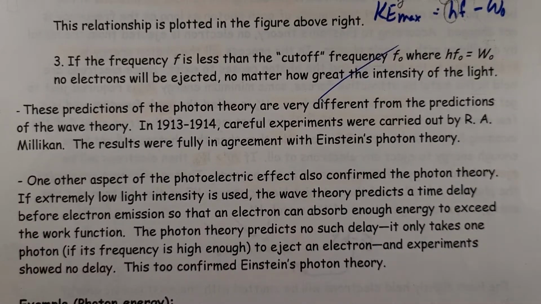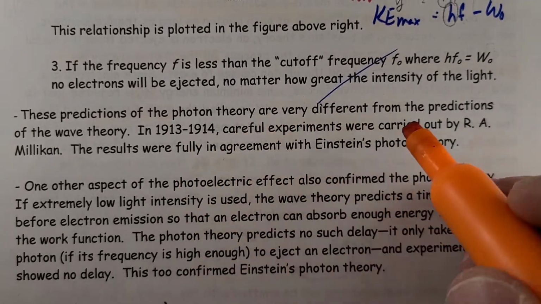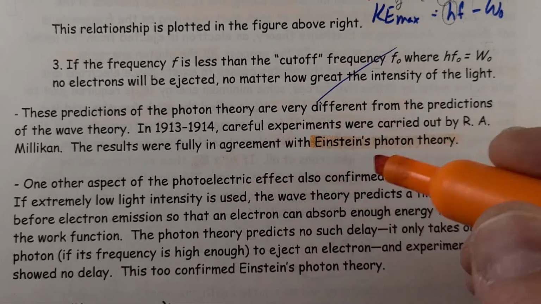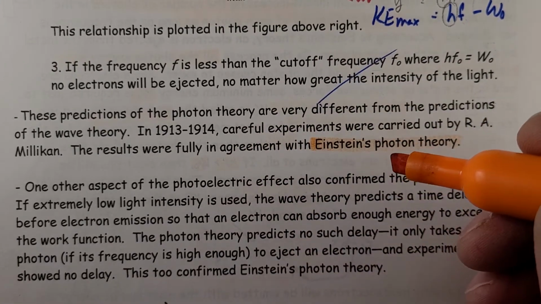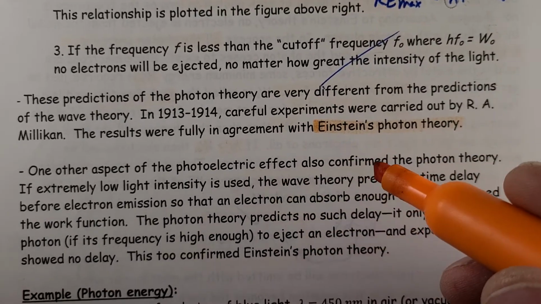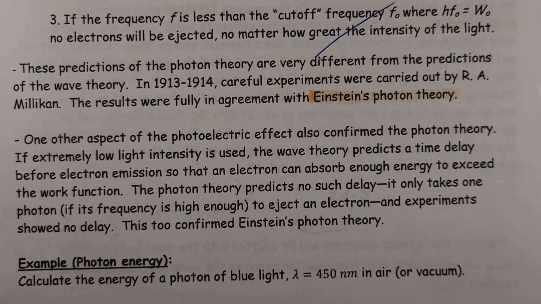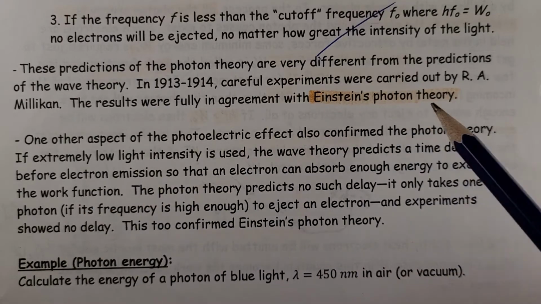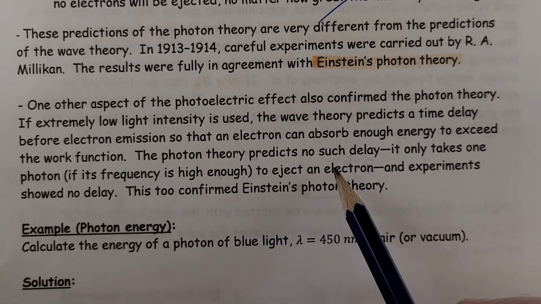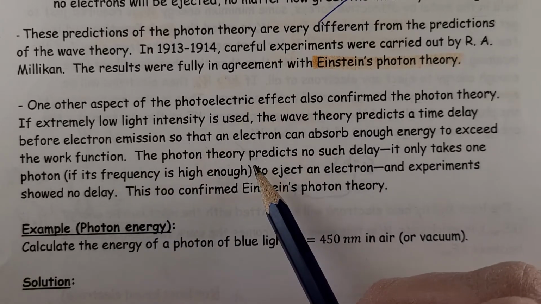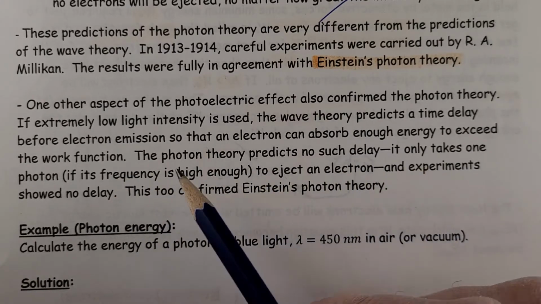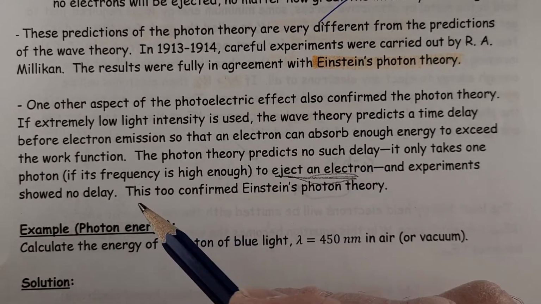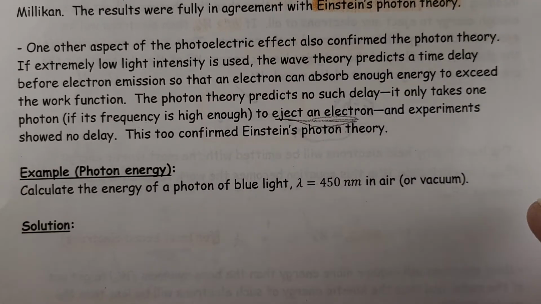So these predictions of the photon theory are very different than the predictions of the wave theory. Careful experiments carried out by R.A. Millikan, the results were fully in agreement with the photon theory. All right. So one other aspect of the photoelectric effect also confirmed the photon theory. If extremely low light intensity is used, the wave theory predicts a time delay before electron emission so that the electron can absorb enough energy to exceed the work function. The photon theory predicts no delay. It only takes one photon, if its frequency is high enough, to eject an electron. And experiments show no delay, so that also confirms this theory.